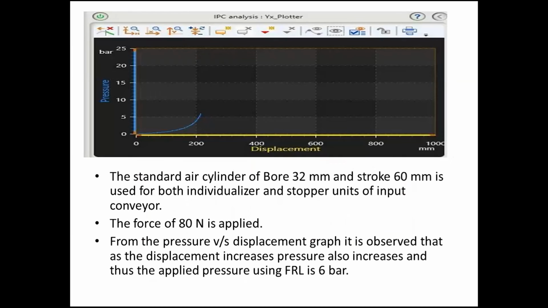The standard air cylinder of bore 32 mm and stroke 60 mm is used for both the individualizer and stopper units of the input conveyor. The force applied on this cylinder is 80 newtons. From the pressure versus displacement graph, it is observed that as displacement increases, pressure also increases, and we can see over here the graph has gone up to 6 bar. So this 6 bar is set in the FRL unit and the operation is done.